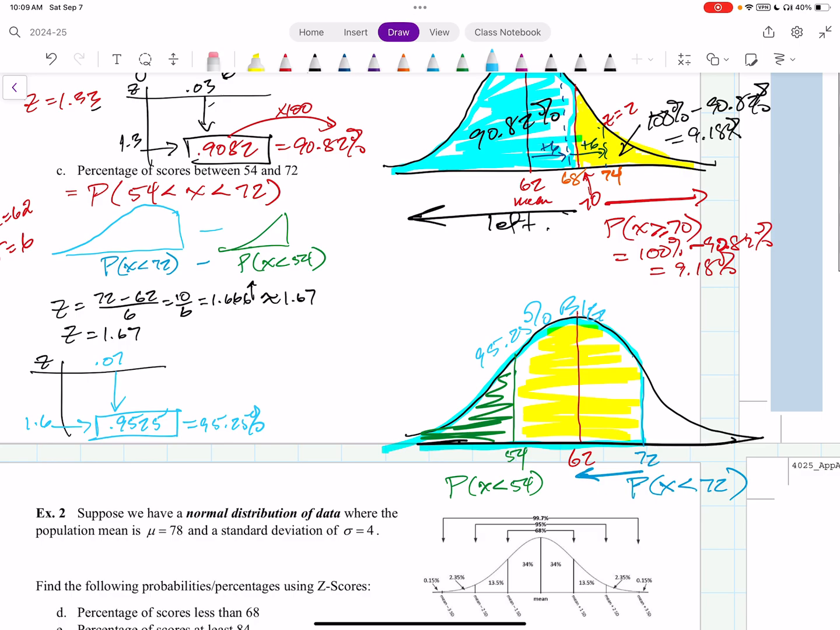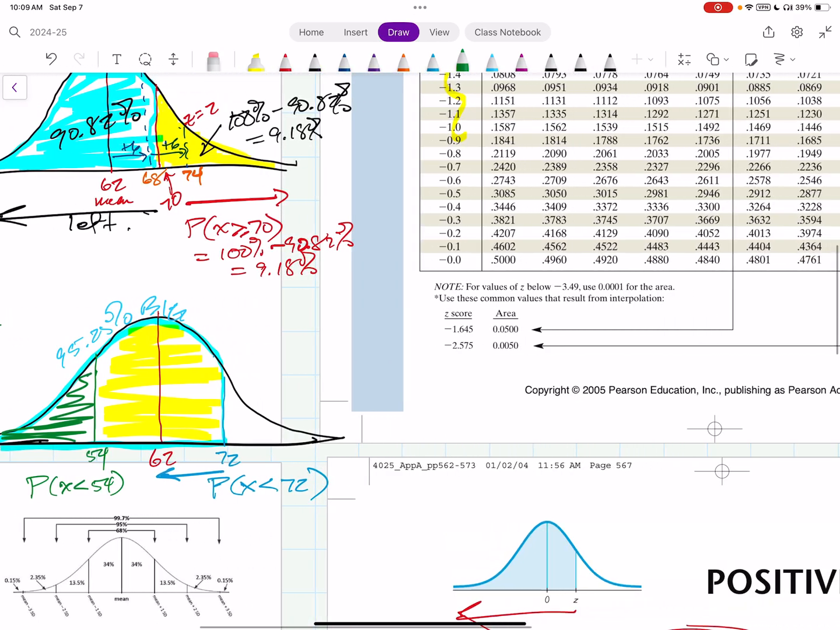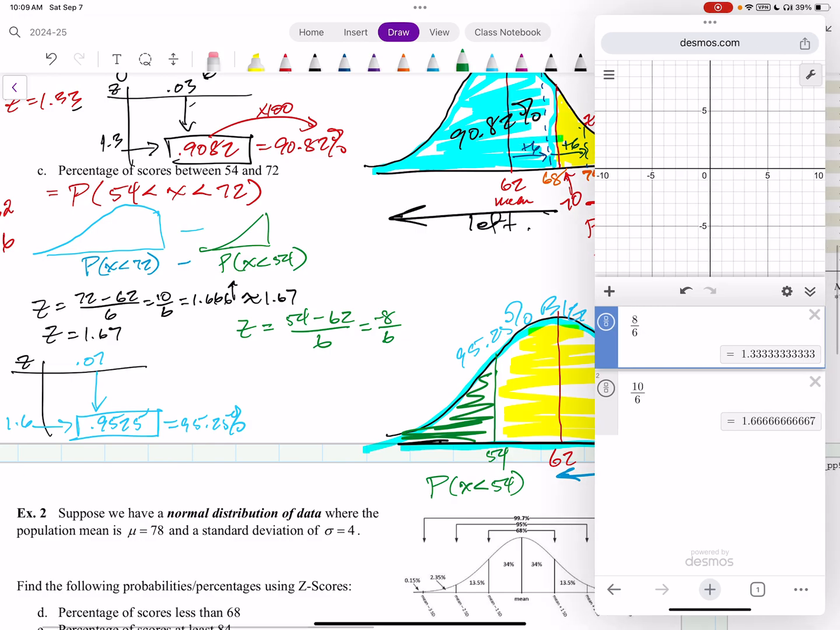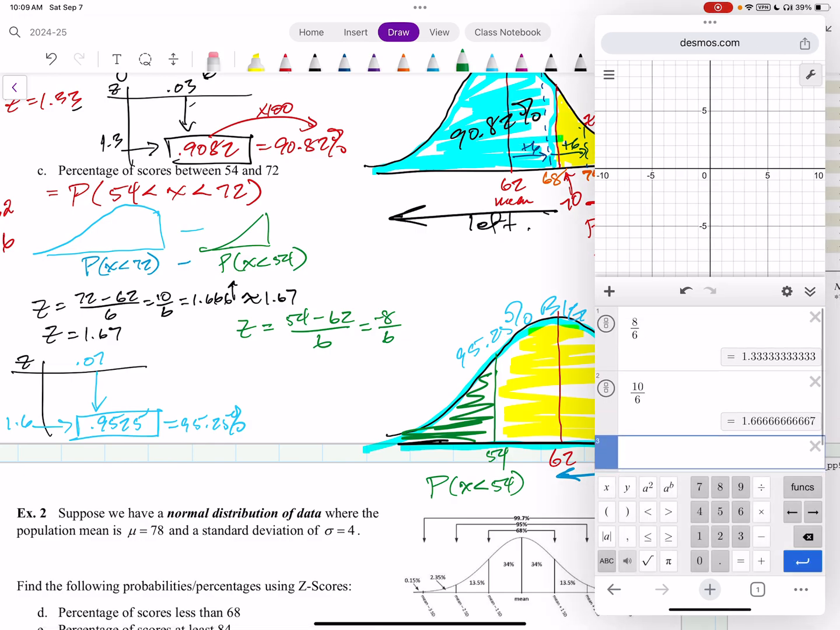Everything in blue. And then the one in green. We have to find a new z-score here. So z is equal to the score, so 54 minus the mean divided by the standard deviation. And so here you get negative 8 divided by 6. Oh, we already know what that is. It's negative 1.333, so negative 1.33.